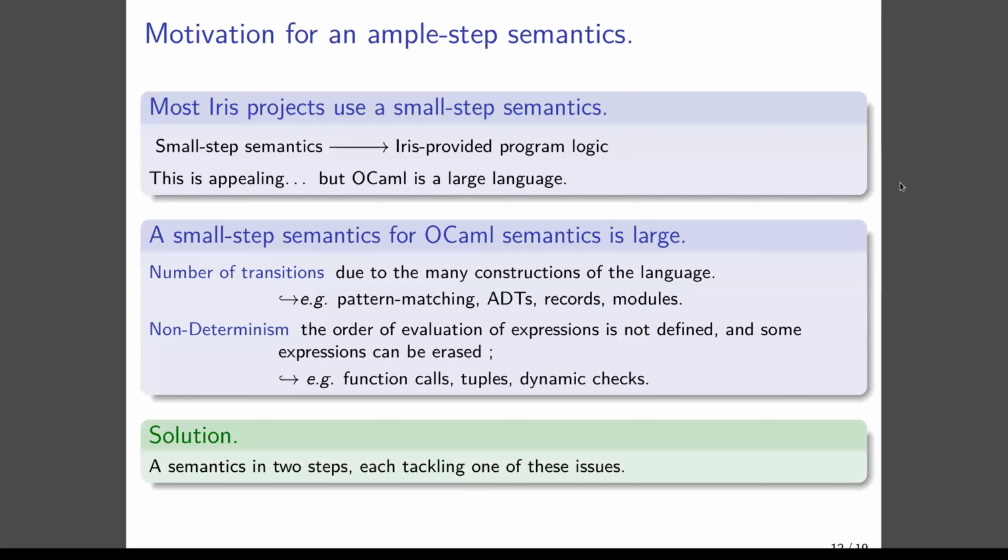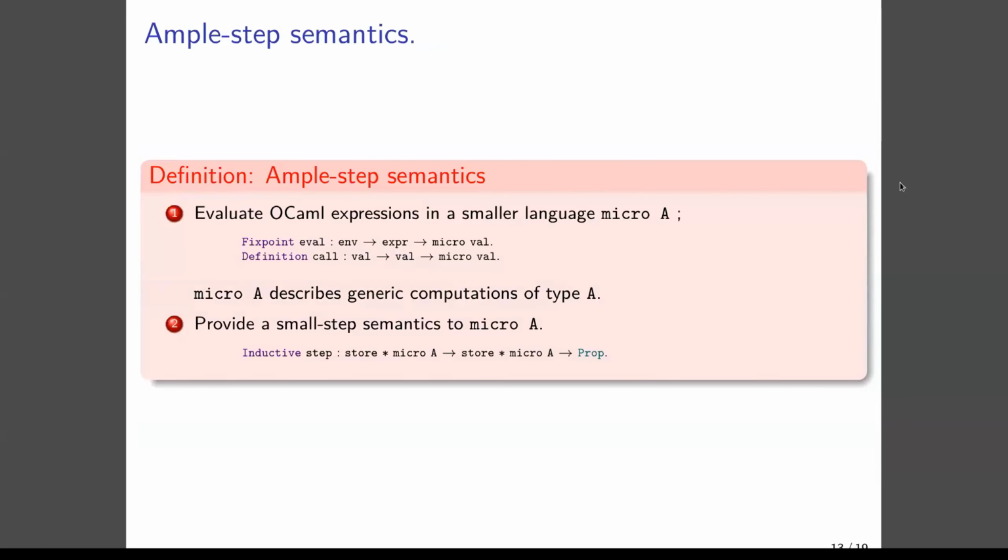An orthogonal difficulty is the presence of non-determinism within the OCaml semantics. For example, when you call a function E1 applied to E2, we don't know whether E1 has to be evaluated before or after E2 is. So our solution to tackle these two issues is to write a semantics in two steps, each tackling one of these issues. We call this semantics an ample step semantics, which automates some of the steps we would see in a small step semantics.